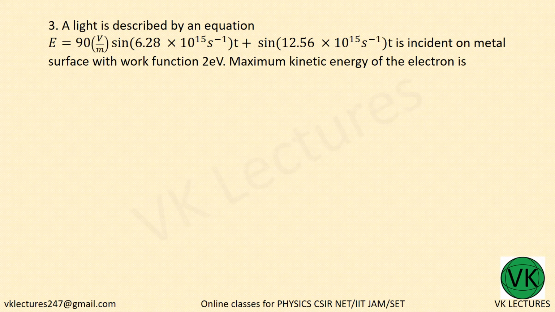A light described by the equation E is equal to 90 volt per meter into sine 6.28 into 10 to the power 15 second inverse into t plus sine 12.56 into 10 to the power 15 second inverse into t is incident on a metal surface. The work function is given as 2 electron volt. Find the maximum kinetic energy of the electron. Now phi is given, phi is equal to 2 electron volt.